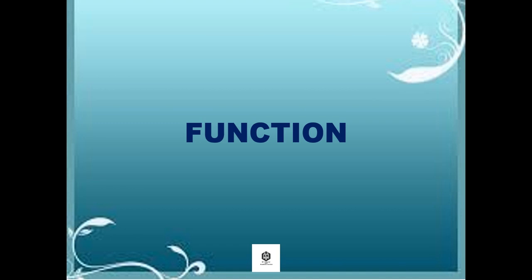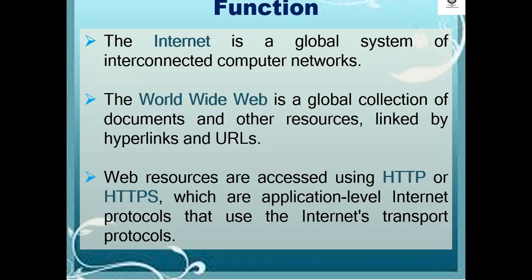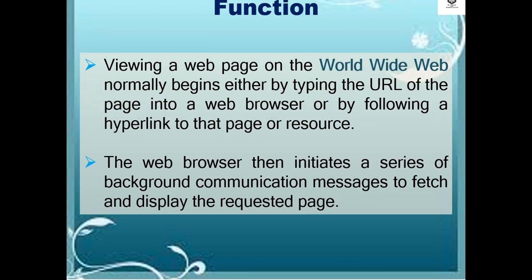Let's talk about the functions. The Internet is a global system of interconnected computer networks. The World Wide Web is a global collection of documents and other resources linked by hyperlinks and URLs. Web resources are accessed using HTTP or HTTPS, which are application-level Internet protocols that use the Internet's transport protocols.